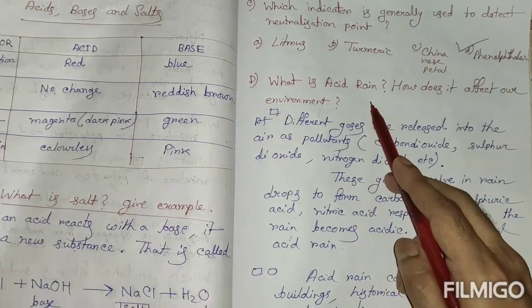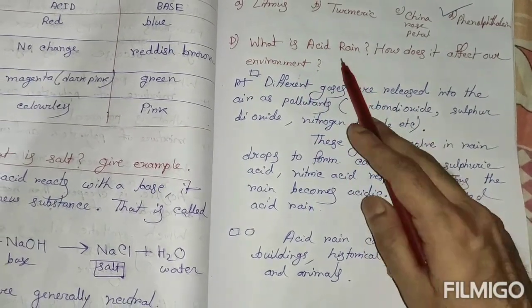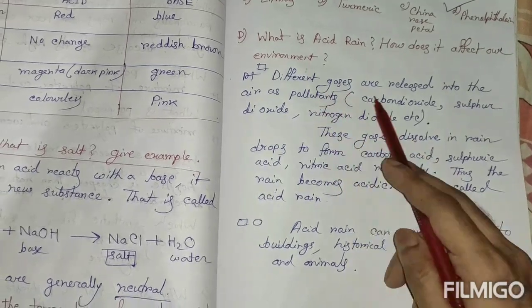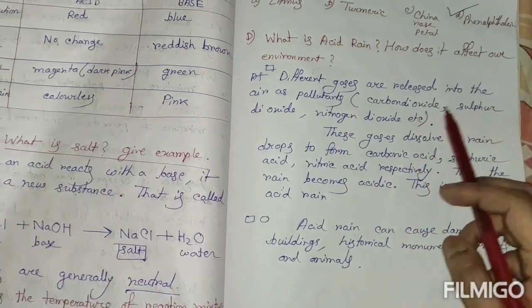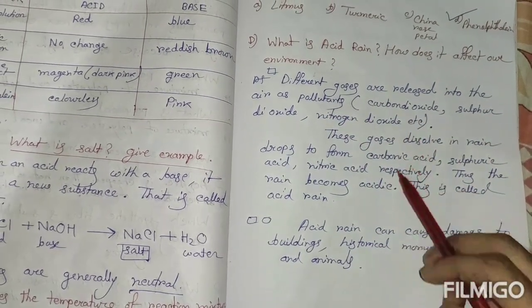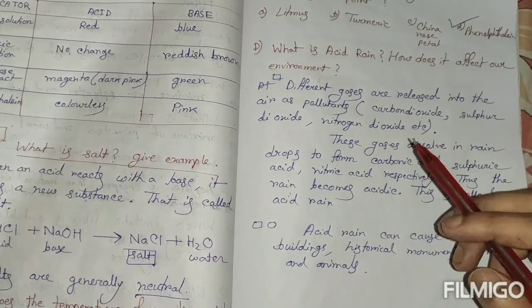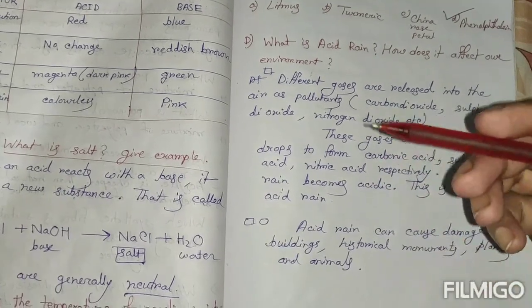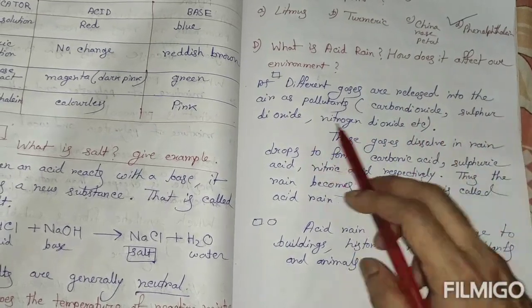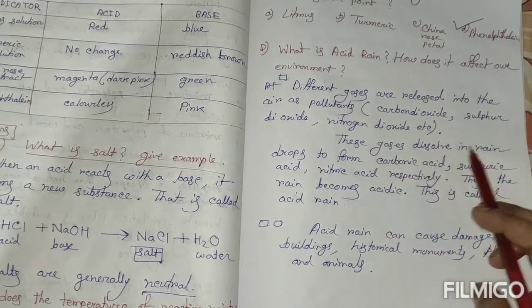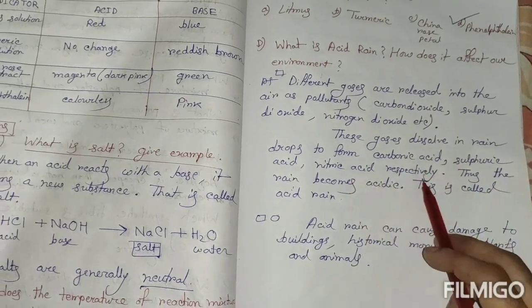What is acid rain and how does it affect our environment? Acid rain, what is acid rain? It's a very important question. You know that different gases are released into our environment as pollutants, like carbon dioxide, sulfur dioxide, nitrogen dioxide, etc. Nowadays different kinds of industries are growing, and these industries affect our environment because they release different harmful gases. So what are the harmful gases? Carbon dioxide, sulfur dioxide and nitrogen dioxide. These gases dissolve in raindrops to form carbonic acid, sulfuric acid and nitric acid respectively.